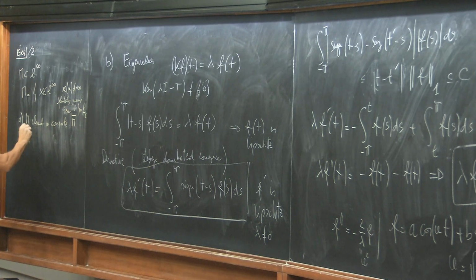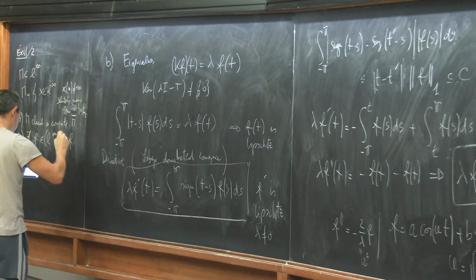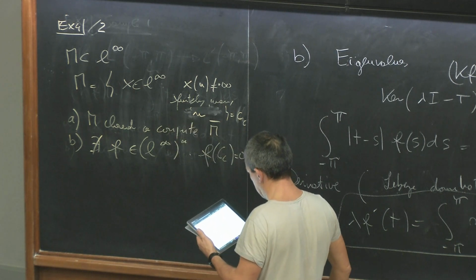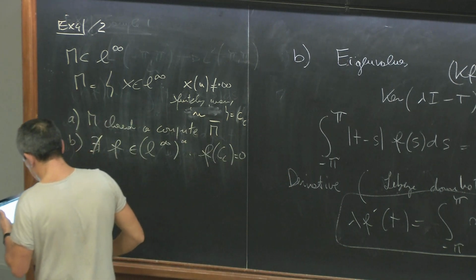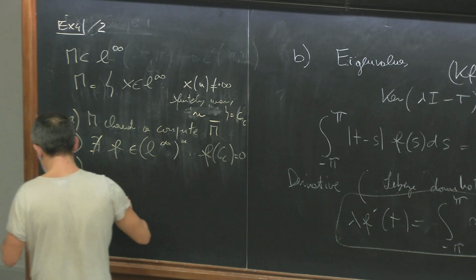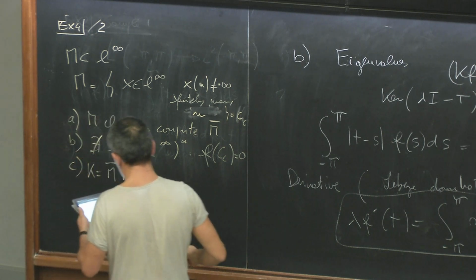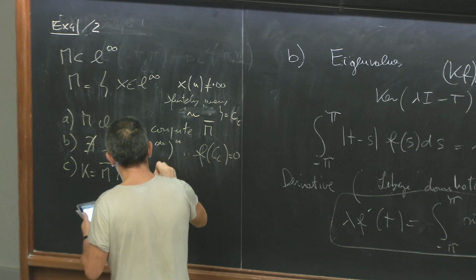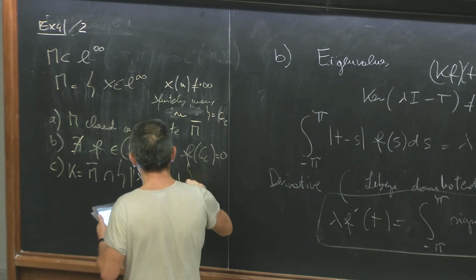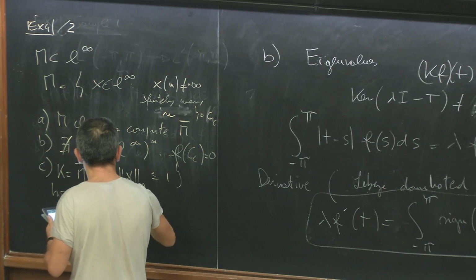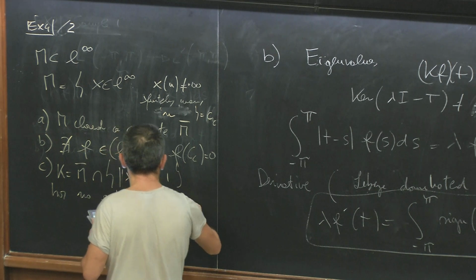So there does not exist a linear functional f in the dual such that f on c compact is equal to 0, and the closure of M intersected with the unit ball has no extreme point.